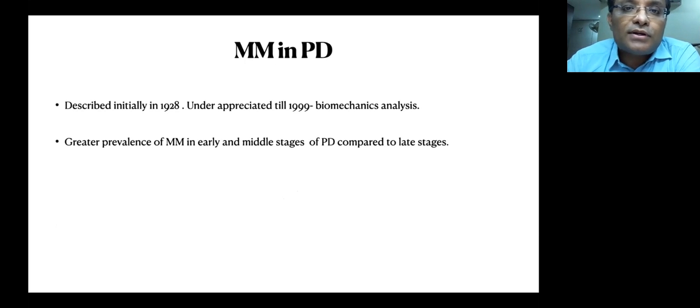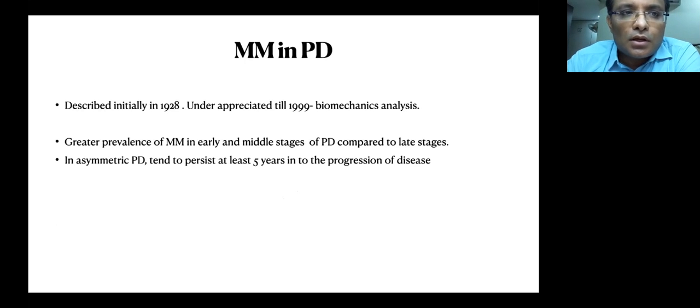Now, what is important is that in Parkinson's disease, the mirror movements are observed only in early and middle stages and not in the advanced stages. So this factor we have to keep in mind whenever we are seeing any PD patients, that it may be observed only in early or middle stages. Normally, in a typical asymmetric PD, it tends to persist for at least 5 years into the progression of the disease. So from the beginning till 5 years, it may last and then it may slowly subside.